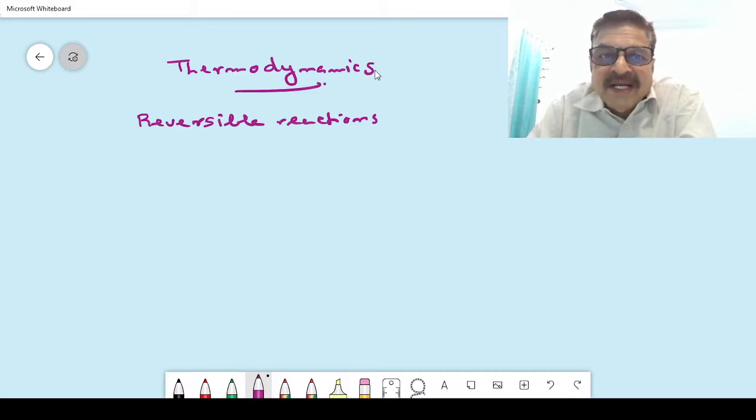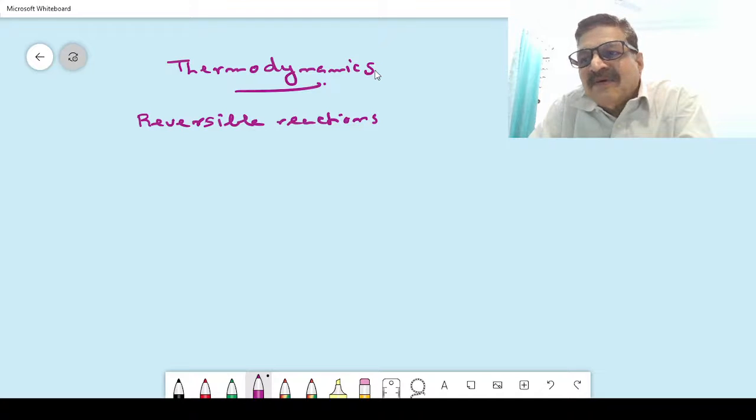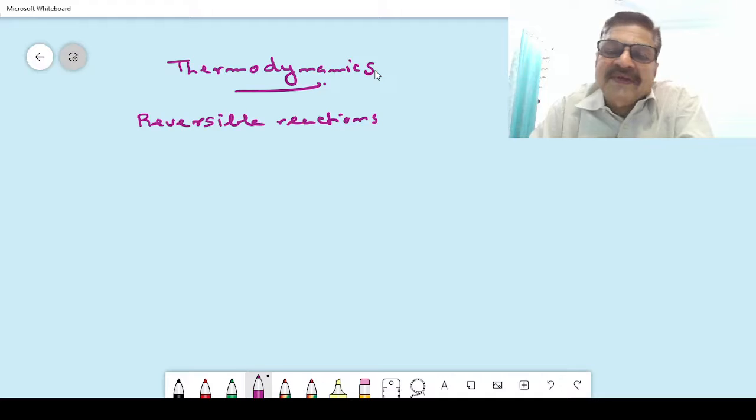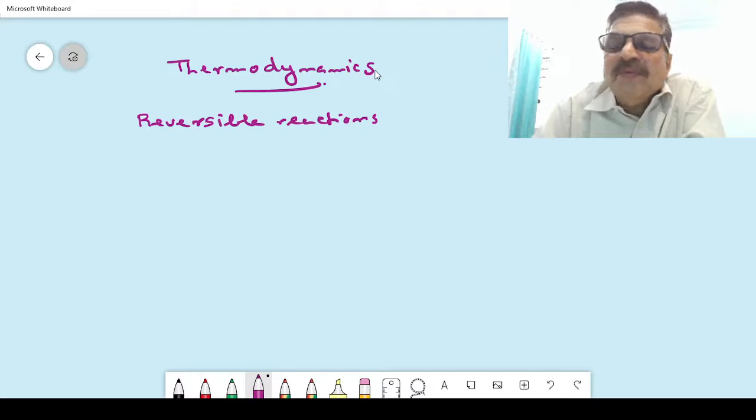So all chemical reactions involve energy. Correct? Either energy is used for breaking the bonds, or energy is released at the time of formation of the bonds. Energy is used to break the bonds in the reactants. Then energy is released when new bonds are formed in the products.